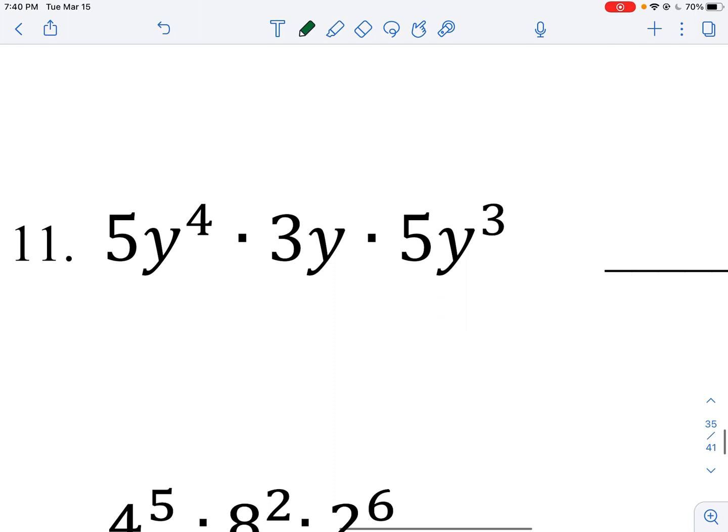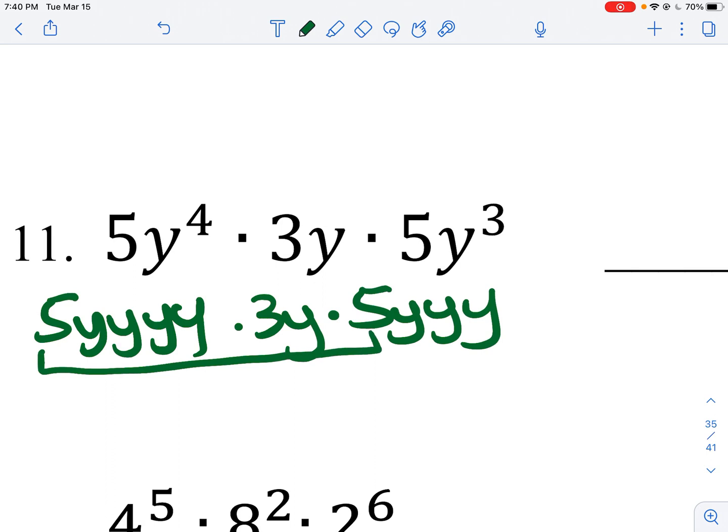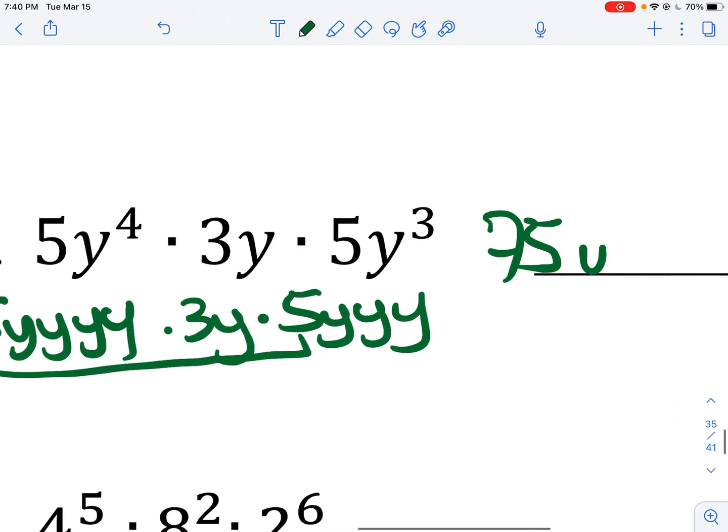Okay, then this one. I have 5. I have 1, 2, 3, 4 times 3y times 5, 1, 2, 3. So 5 times 5 is 25. 25 times 3 is 75. And how many y's do I have? I have 4, 5, 6, 7, 8.